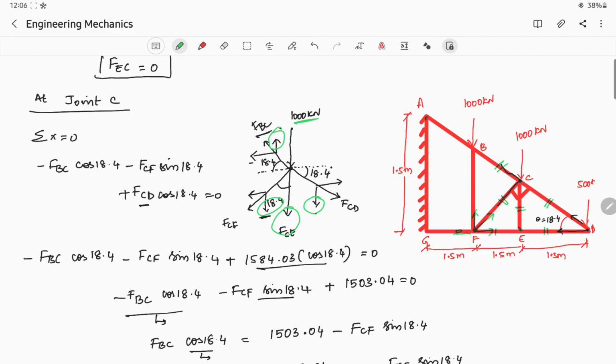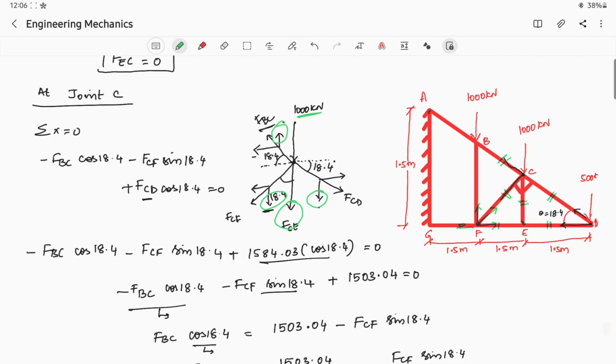So what we will do, we'll go for joint F. Either you can go for joint B also, because we have joint A, then B and BF. Any of those joints you can go for. It is not necessary that you have to go only for that particular joint. Fine. So we'll go for joint F.